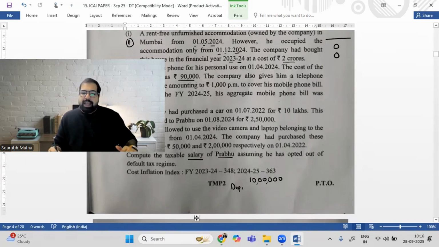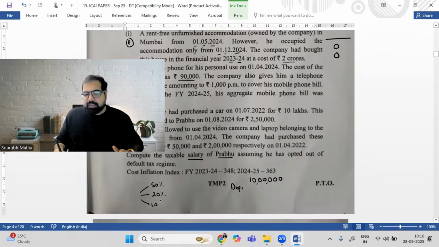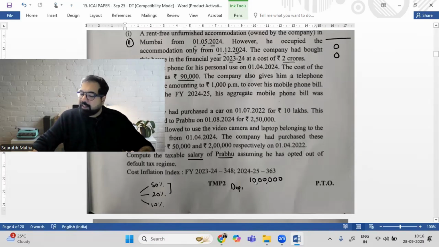Depreciation of year one. As you know, guys, there are 3 rates of depreciation which are different here. For electronic items, it is 50% SLM. For motor vehicles, it is 20% WDV. And for all other assets, it's 10% SLM. This is 20%. So 10 lakh into 20%, even that I'm doing on the calculator.